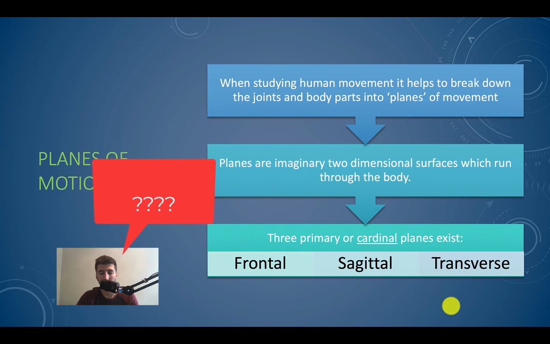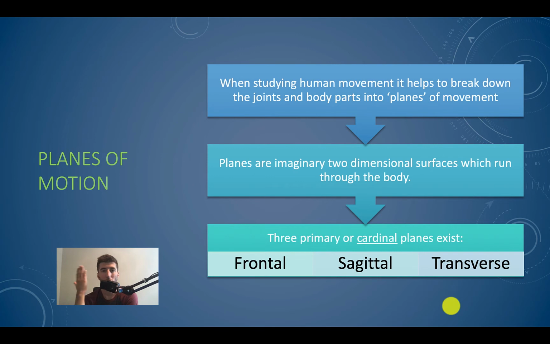I know that sounds ridiculous, but I've got a couple of ways for you to hopefully remember it a little bit easier and to really conceptualize this a bit more, right? So there are three primary or cardinal planes that exist within the body. We're going to have the frontal plane, which divides the body into front and back halves. We're going to have the sagittal plane, which divides the body into right and left sides. And then we're going to have the transverse plane, which divides the body into top and bottom.